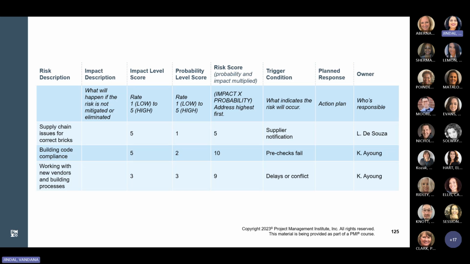So this is our risk register. So a risk register is basically the information that you put in it, and it contains the... Give me 1 second. I'm sorry, this does not look like the risk register.